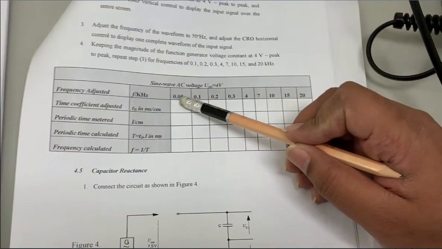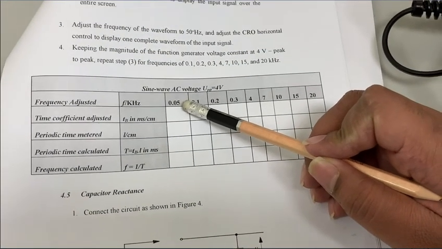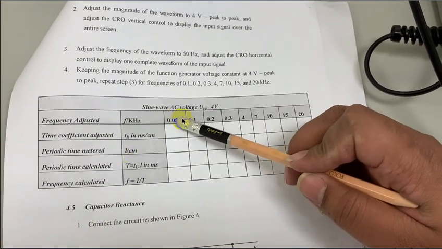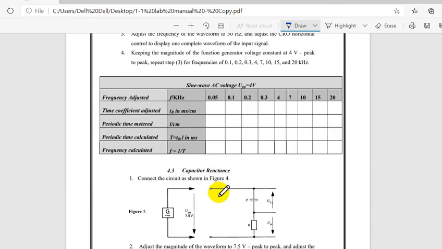Now the frequency is 0.05 kilohertz. What is 0.05 kilohertz? It is 50 hertz. And we can write TB here also, the time coefficient, the time deflection adjusted. You can find here TB is the time coefficient. In the periodic time method, we will take the length. Previously we were taking the peak to peak, now we are taking from one peak to another peak. This we will take as L.